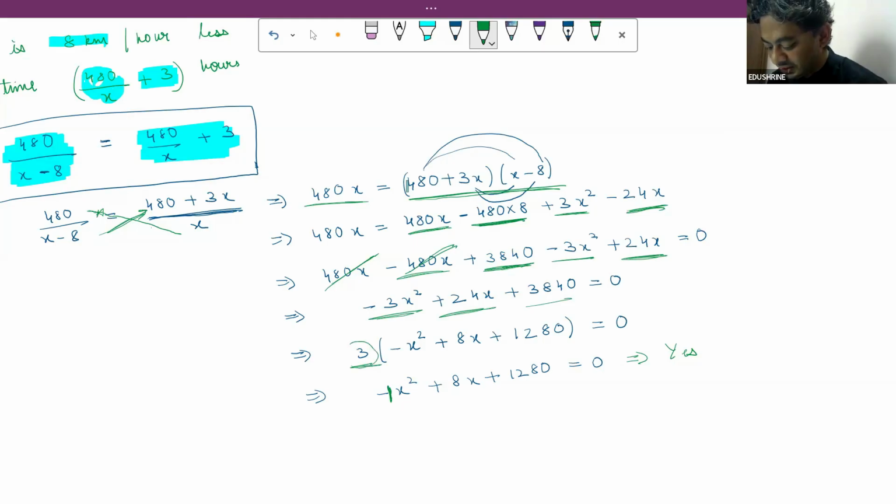If I take this 3 on the left hand side, it becomes 0 divided by 3. What is 0 divided by 3? 0 divided by 3 is again 0. So I got again the answer as minus 1x square plus 8x plus 1280 equal to 0.